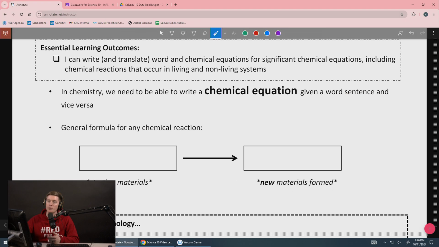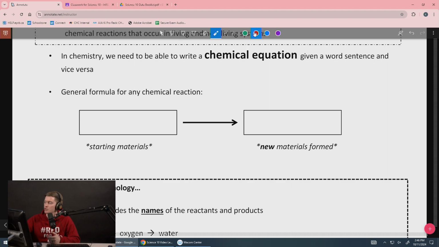The general formula for any chemical reaction is the reactants on the left. The reactants are your starting material, and the products on the right. Those are your new materials that you've formed. This arrow indicates the course of the reaction. So you have some reactants, they react together, you create products.